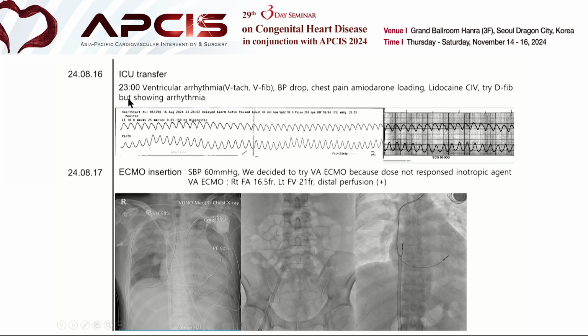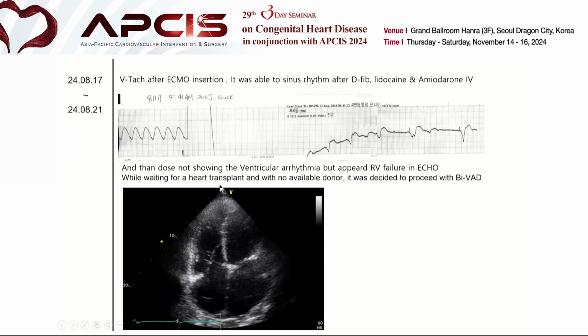just before LVAD insertion, ventricular arrhythmia occurred, VT, VFib, and then BP dropped, and chest pain occurred. Even with amiodarone or lidocaine loading or several defibrillations, it did not recover, only VF, VT. So we inserted the ECMO, and at that time systolic blood pressure was 60 millimeters of mercury. And even with ECMO insertion, the VT persisted. And the several defibrillations can make the RV function more deteriorated.